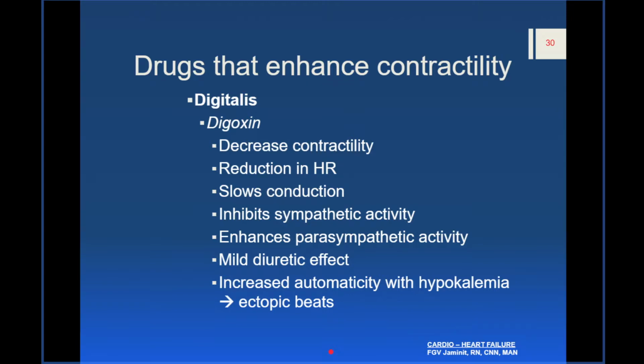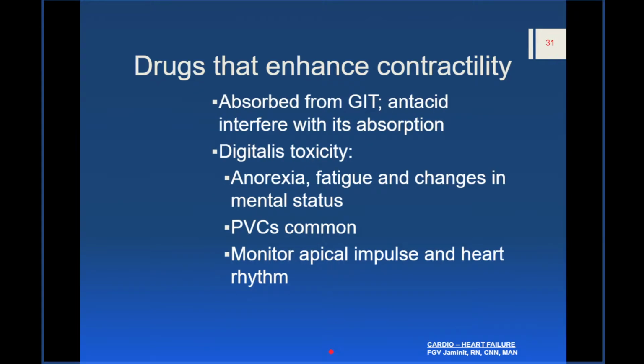So we can administer an antidote, no, in the form of digibind. Okay? D-I-G-I, bind, B-I-N-D. So digibind is the antidote just in case of digitalis toxicity. So digitalis is absorbed from the gastrointestinal tract. So we prevent a patient from taking antacid together with this one because it may interfere with the absorption.